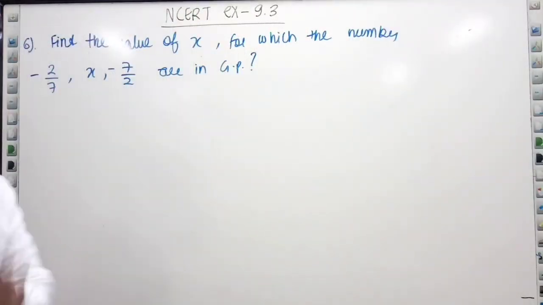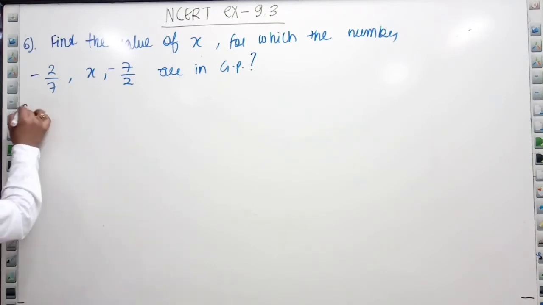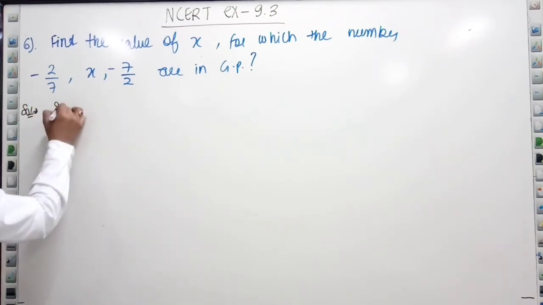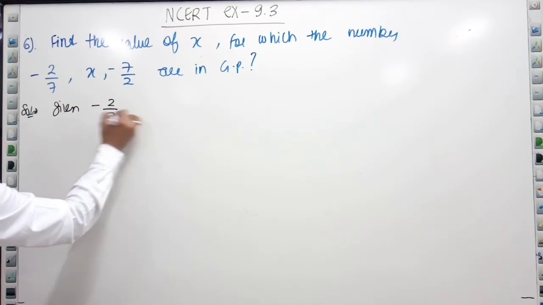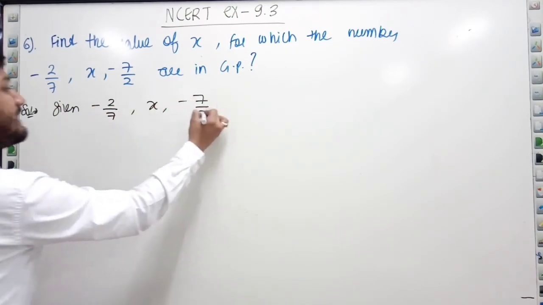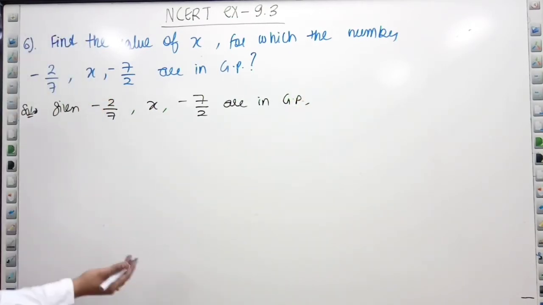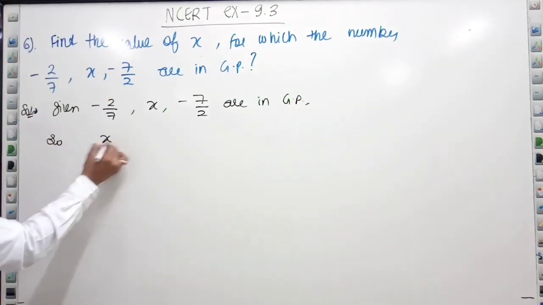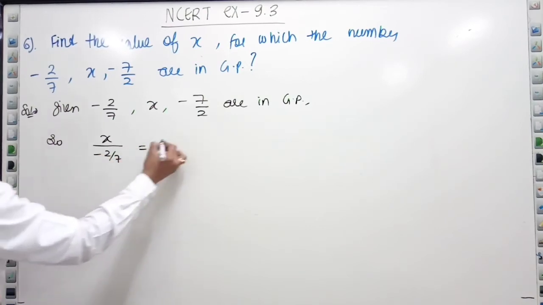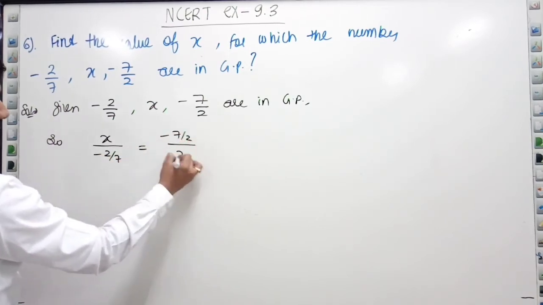Next question is: find the value of x for which these numbers are in GP. This is based on the concept that if minus 2 by 7, x and minus 7 by 2 are in GP, then we'll have a common ratio. So the second term by the first term is equal to the third term by the second term.